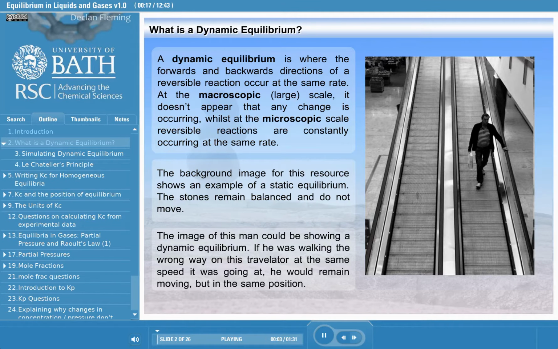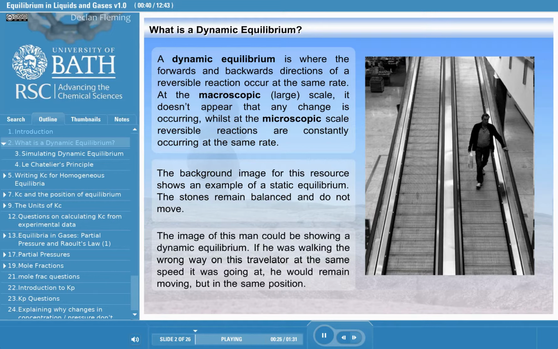A dynamic equilibrium is where the forwards and backwards directions of a reversible reaction occur at the same rate. At the macroscopic or large scale, it doesn't appear that any change is occurring, whilst at the microscopic scale, reversible reactions are constantly occurring at the same rate. The background image for this resource shows an example of a static equilibrium.